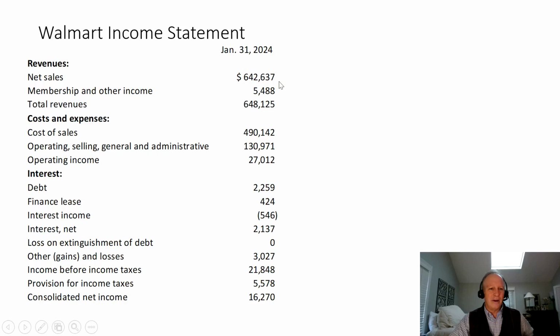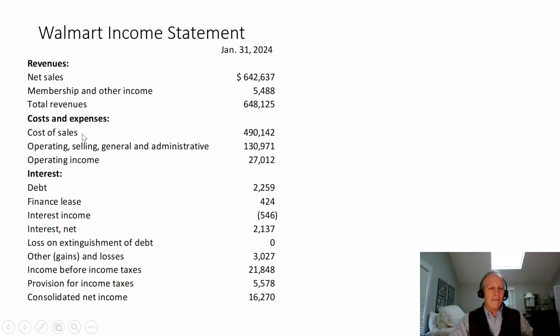We got net sales here. We've also got membership and other income. So you can think of Sam's Club probably is in there. Now, Walmart quotes all this stuff in terms of millions. So that's $642 billion that we're looking at here. $648 billion in terms of total revenue.